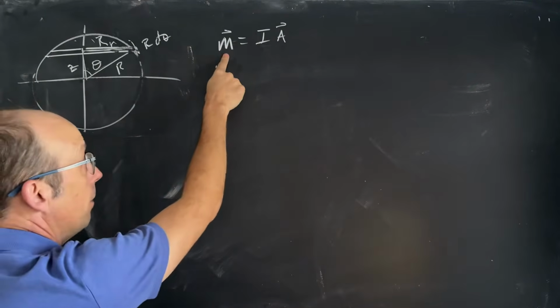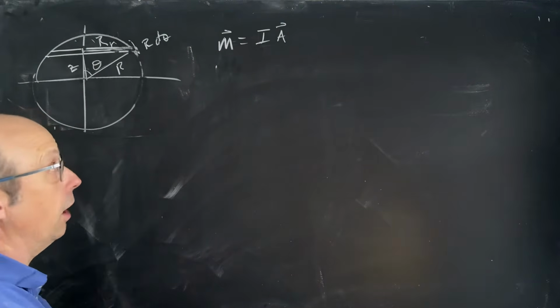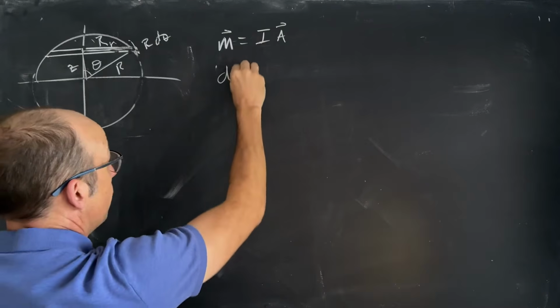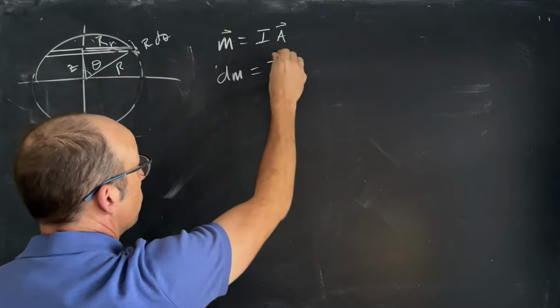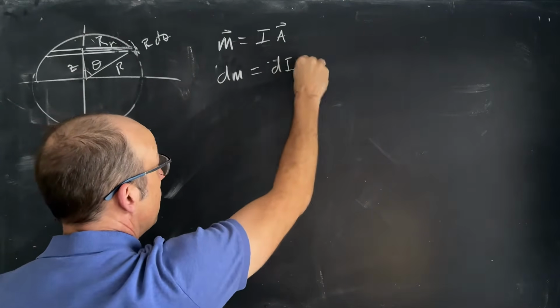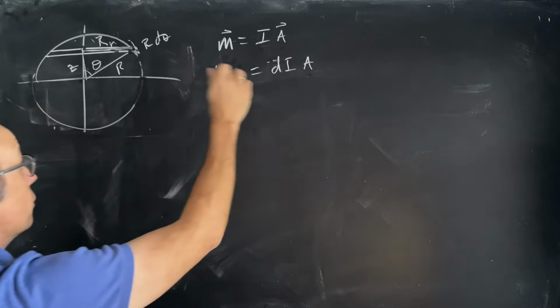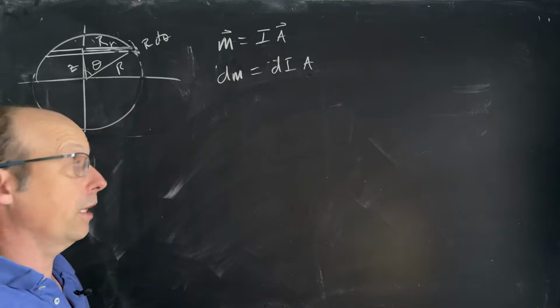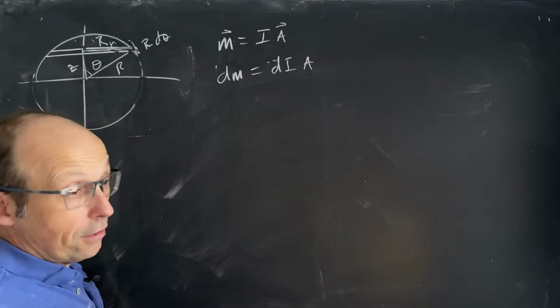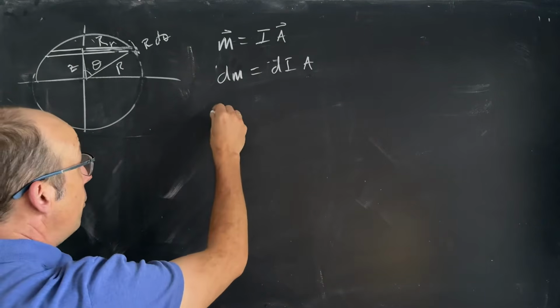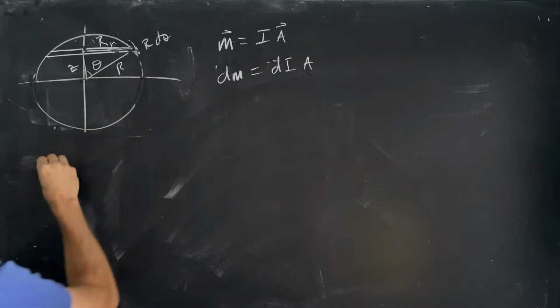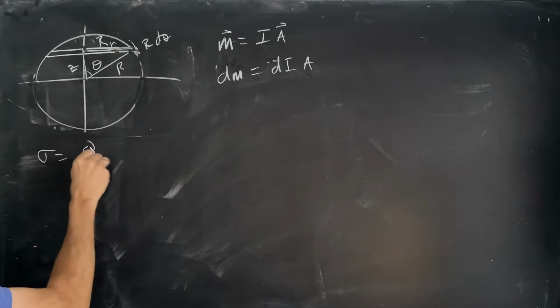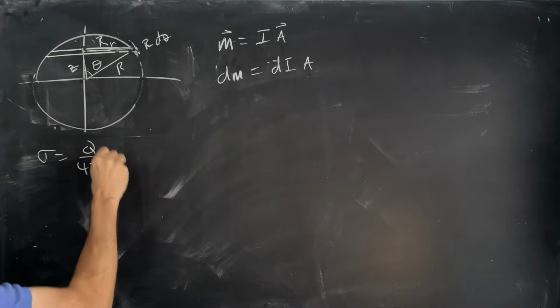So there's my m. They're all going to be in the z direction, so I only need the z direction. So I can write this as dm is equal to di A. So A is the area of each loop. di is the current in each loop. So we've got to calculate the current in each loop. Now, we did this before, and there's a couple ways to do this. I'm going to say that this has some uniform charge density. Sigma is Q over 4 pi r squared.